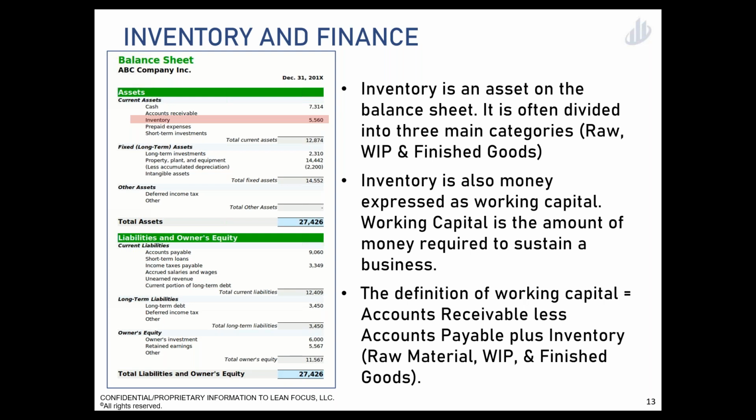Minus accounts payable, which is the opposite. I owe my suppliers money for stuff I've already received but haven't paid them yet. Plus the inventory, raw material, WIP, and finished goods. So if you talk to a financial or accounting person, this is how they think about inventory. How much money are you soaking up because we're sitting on inventory?